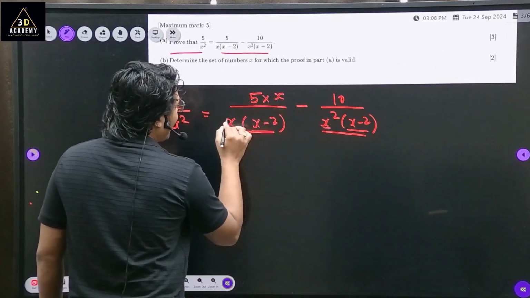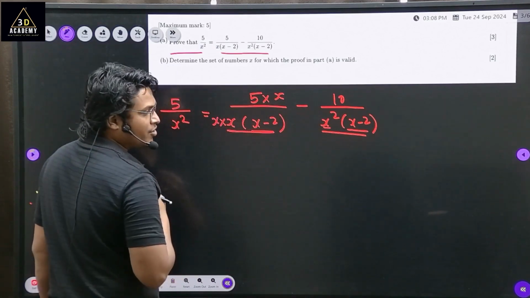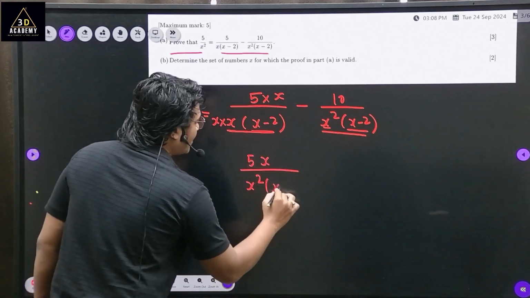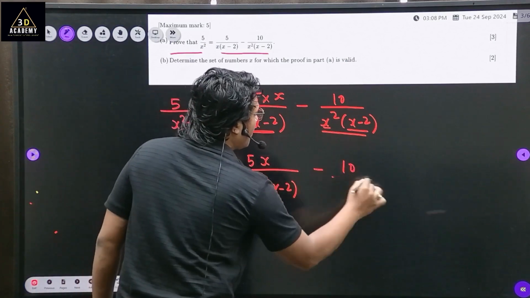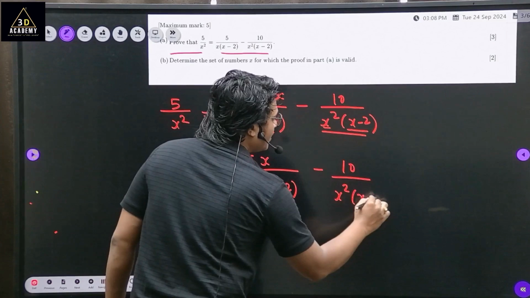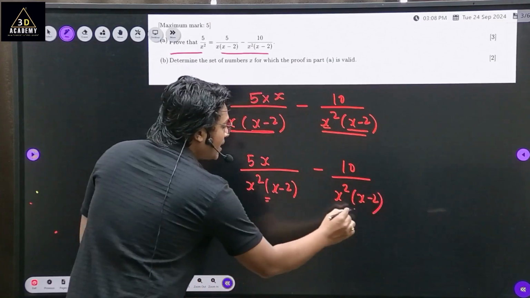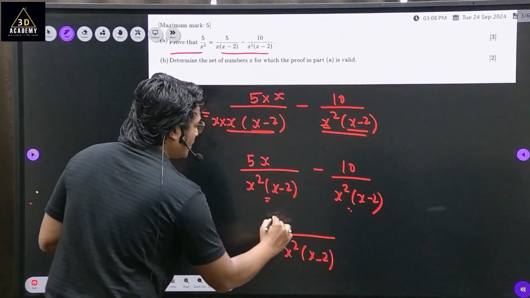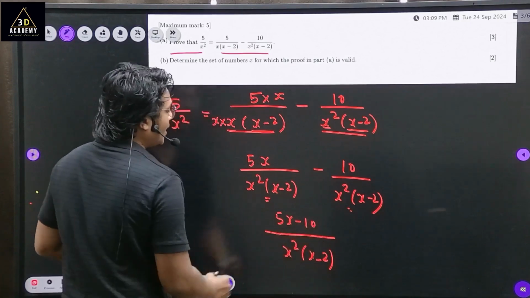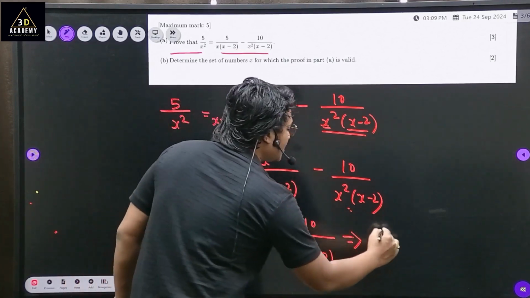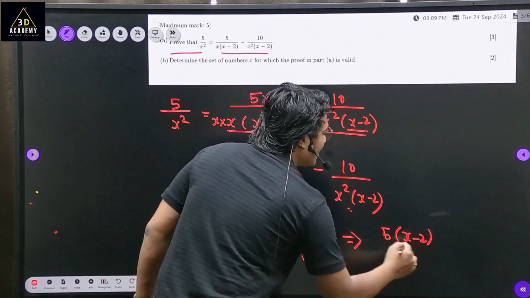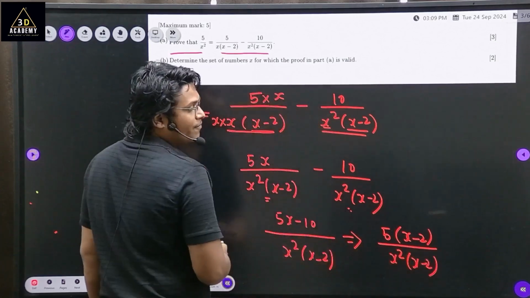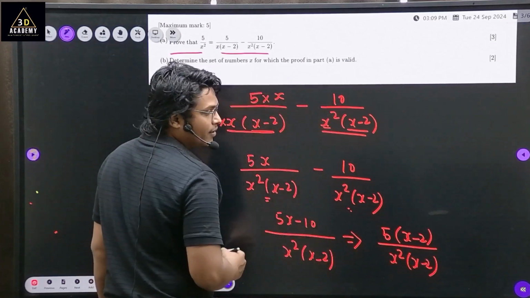Left hand side I will multiply by x in numerator as well as denominator. So on the left hand side I will get 5x upon x square bracket x minus 2 minus 10 upon x square bracket x minus 2. Now see, my base is same. When your base is same, you simplify the numerator. It will become 5x minus 10. Correct? Now 5x minus 10 is nothing but, if I factorize 5, it will become 5 bracket x minus 2 upon x square into x minus 2.